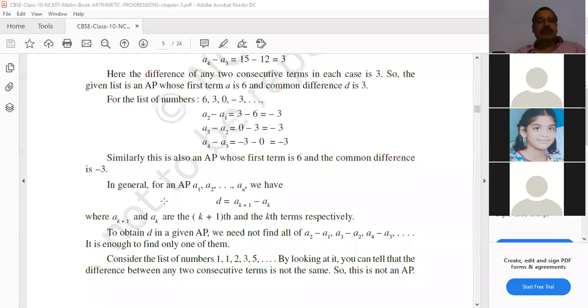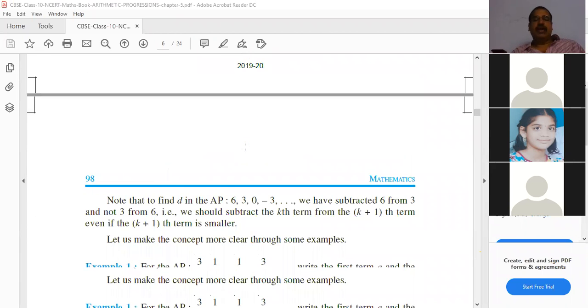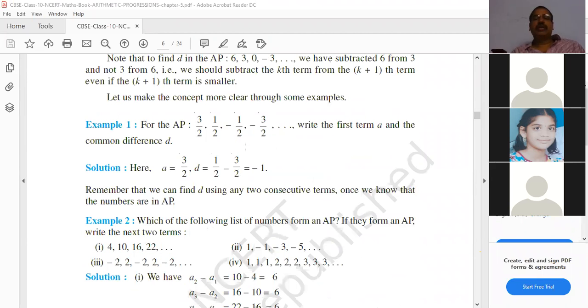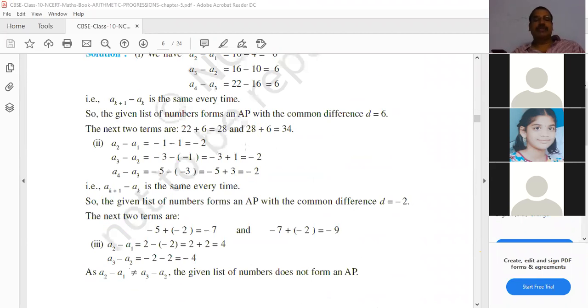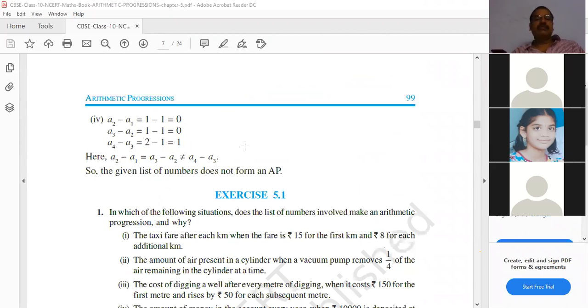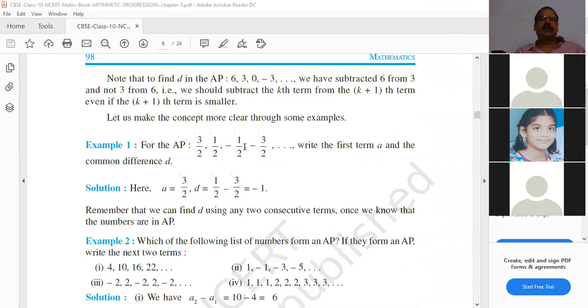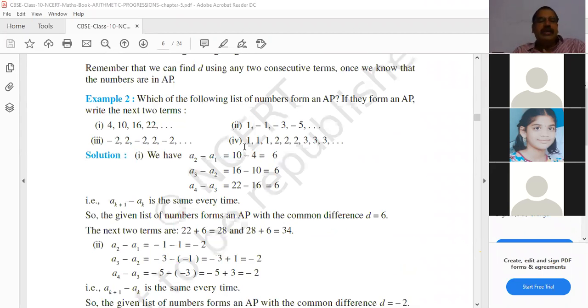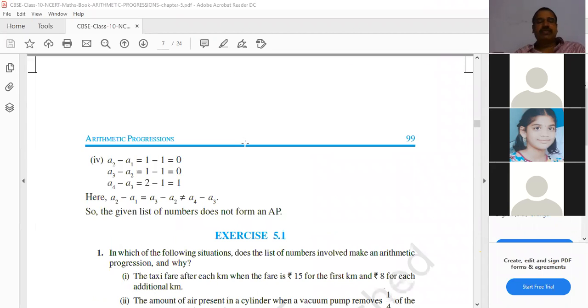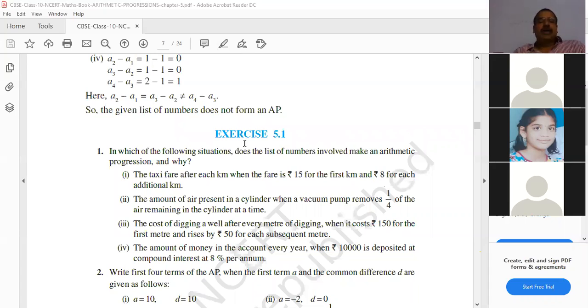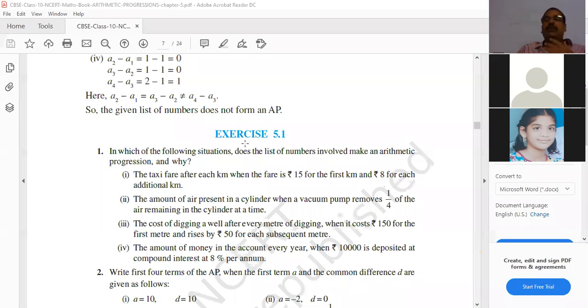So the general form of an AP is A1, A2 and so on, where D equals An minus A(n-1). D is the same for all. I told you, when it comes to the nth term, this part is over. You have to get the nth term formula. Here you are not given the nth term formula. How to find A and D only? That is the first exercise. Now I'll tell all the formulas first, and then I'll go to exercises.